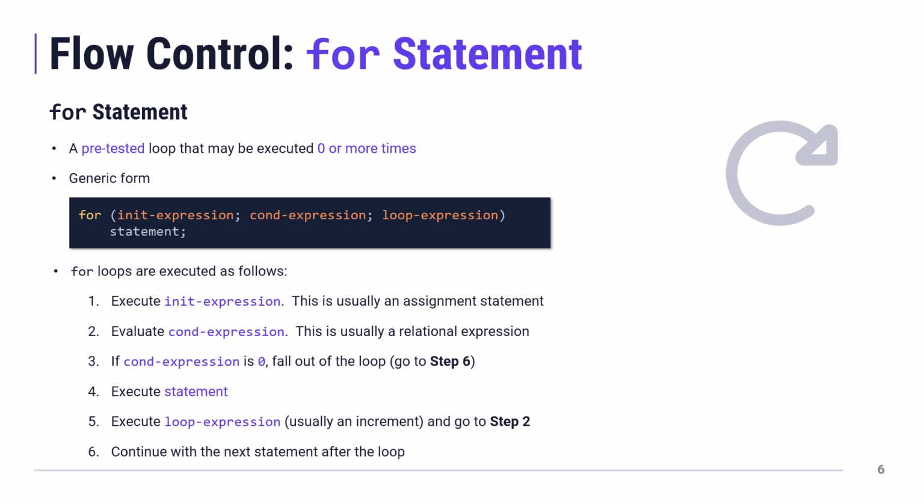It's usually going to be a relational expression. If that evaluates to 0, if it's false, then we do not execute the loop. And that's why we say it's pre-tested and it may be executed 0 or more times. So if the expression is 0, we fall out of the loop. Otherwise, we'll execute the statement. And then at the end of each iteration, we will execute the loop expression, which is usually going to be something like i++, some sort of increment. And then we continue on and we evaluate the conditional expression again. Is i still less than 10? If so, execute the body of the loop. If not, continue with the next statement.